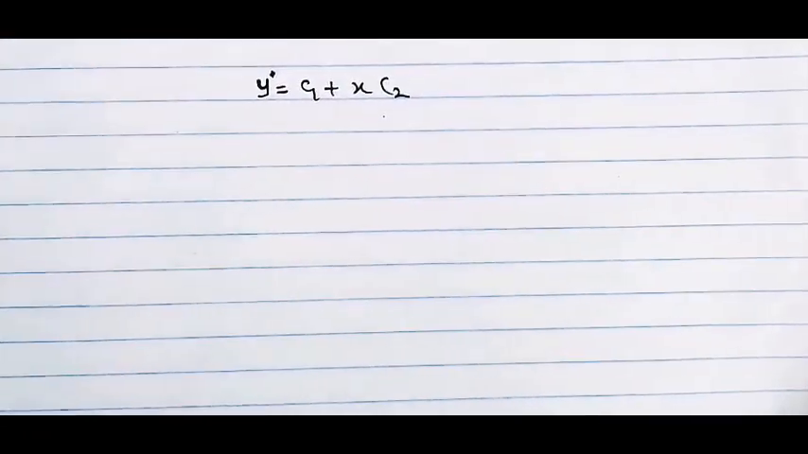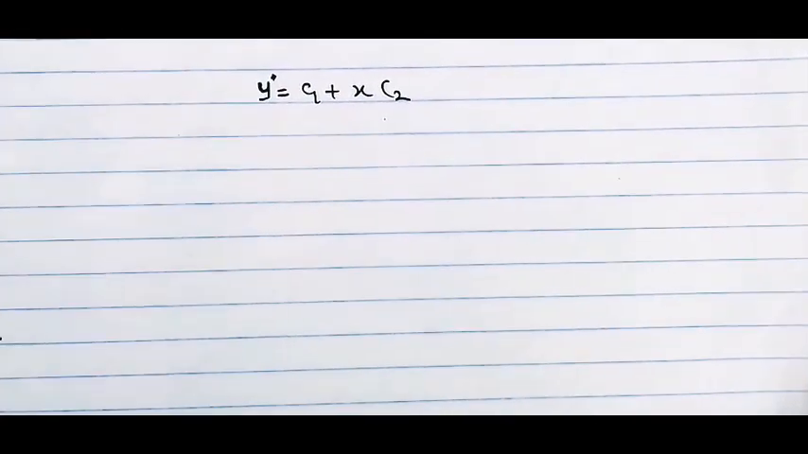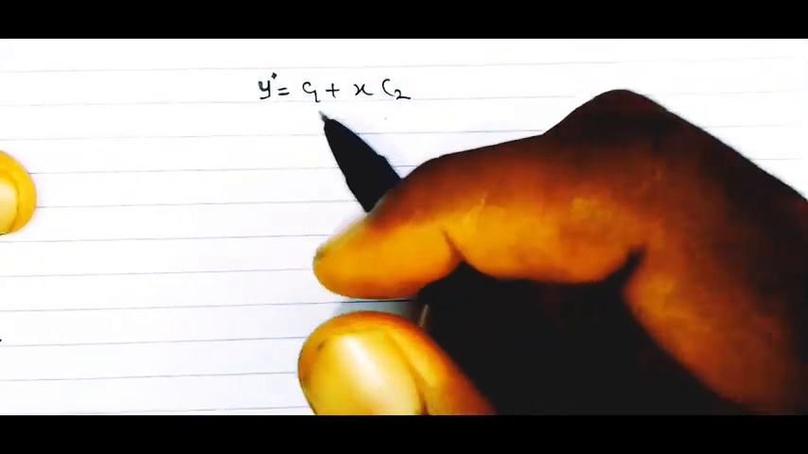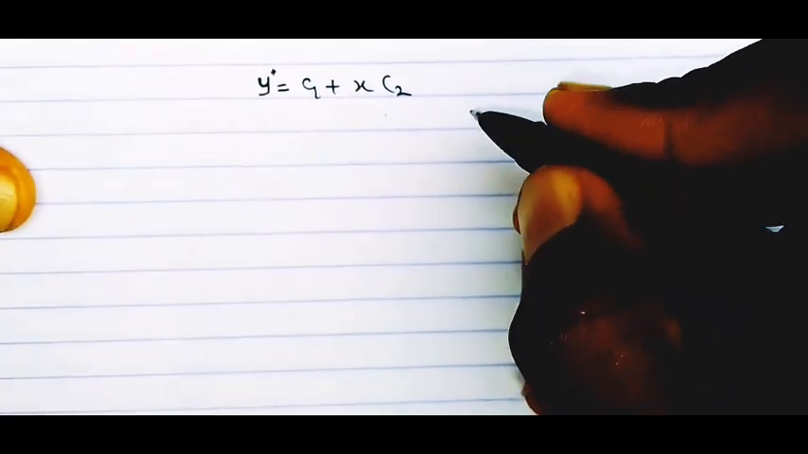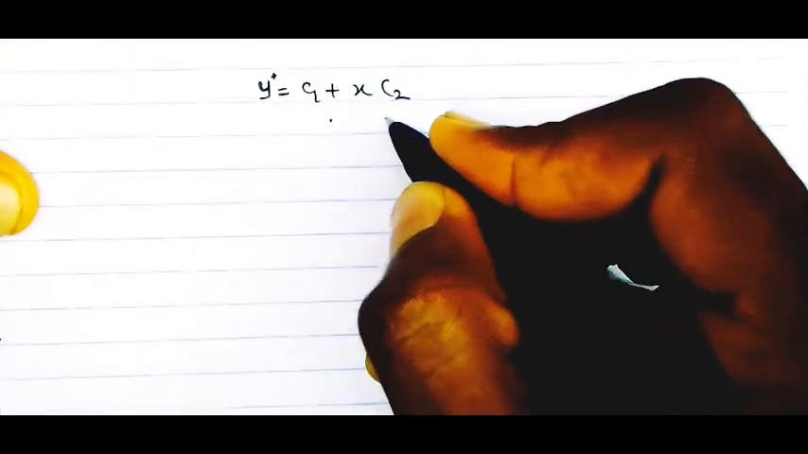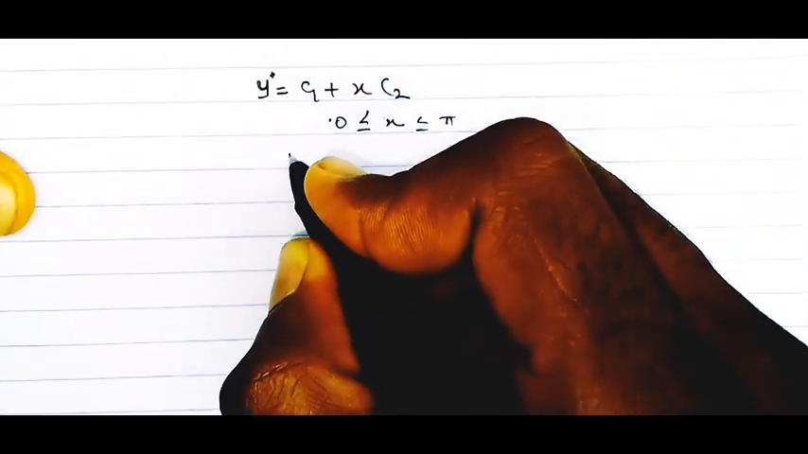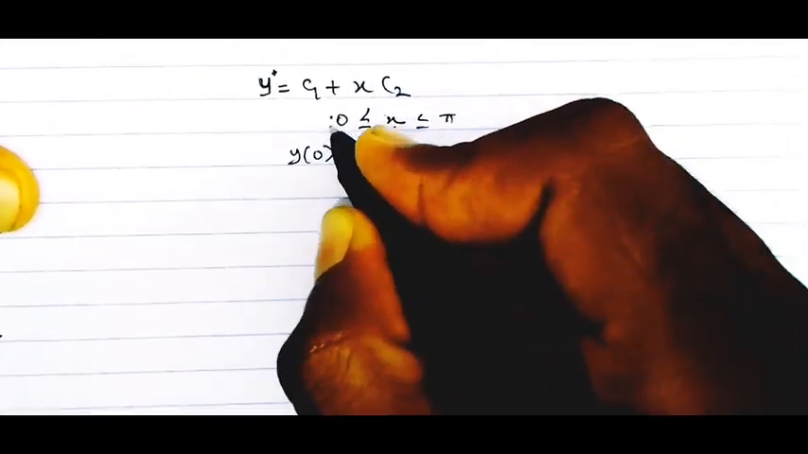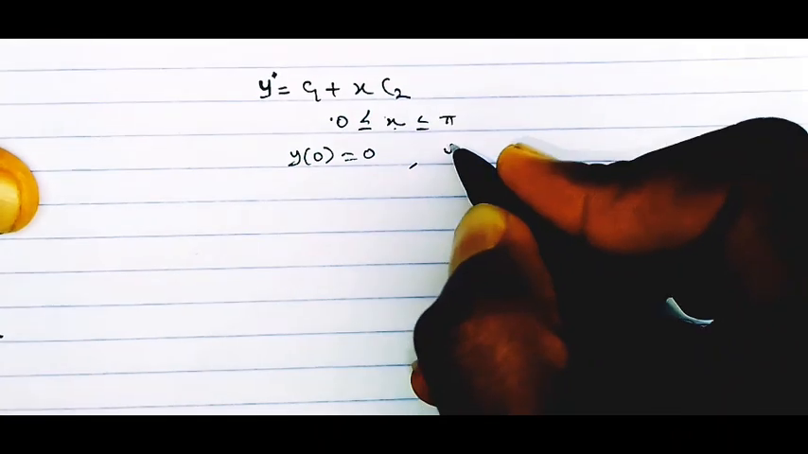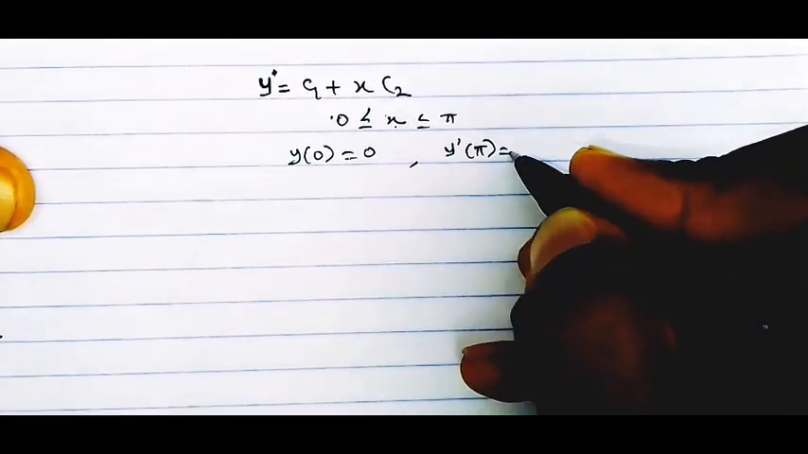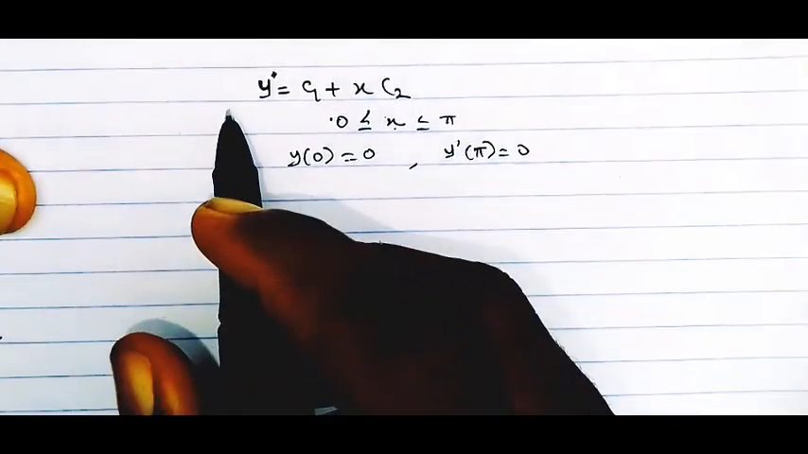So we have this equation in front of us. So what do we do next now? We're going to apply our boundary conditions, right? Our boundary conditions were given as x is between 0 and pi, and when x is equal to 0, y is equal to 0, and for y prime, when x goes to pi, we have also 0. So now let's substitute in our equation.